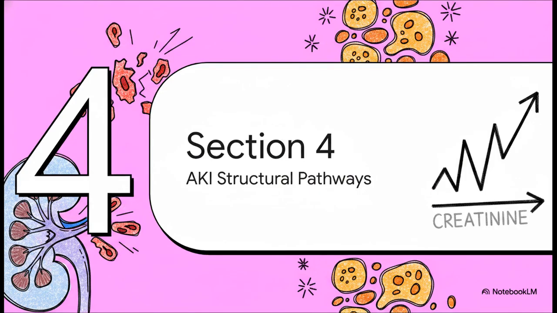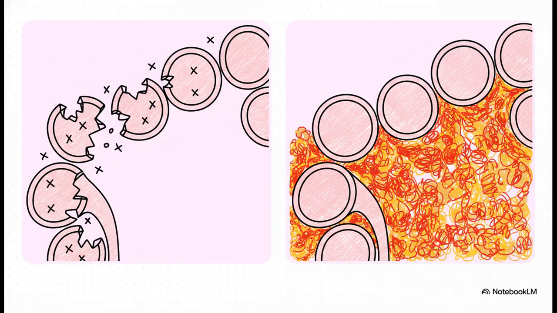Let's move on to Section 4, AKI, the cellular versus interstitial axis. When a patient's creatinine suddenly spikes, we have to immediately discern the structural pathways of the damage. Are we looking at a cellular destruction problem, or is this an interstitial inflammation problem? This pits acute tubular necrosis, or ATN, directly against acute interstitial nephritis, AIN.